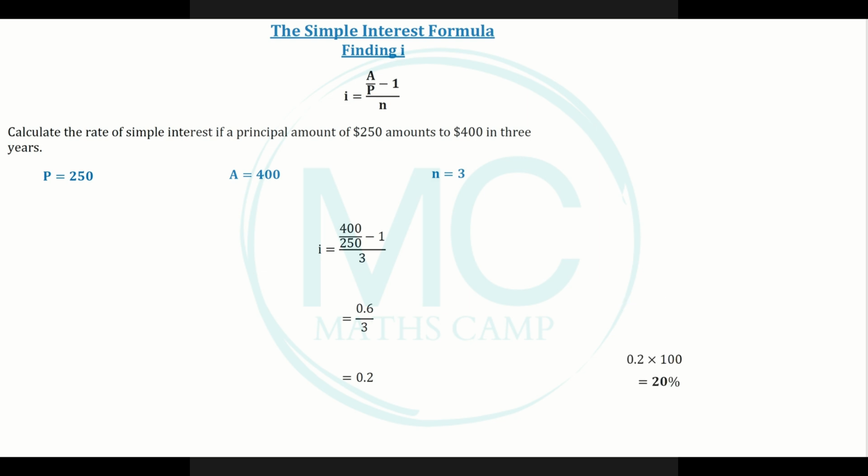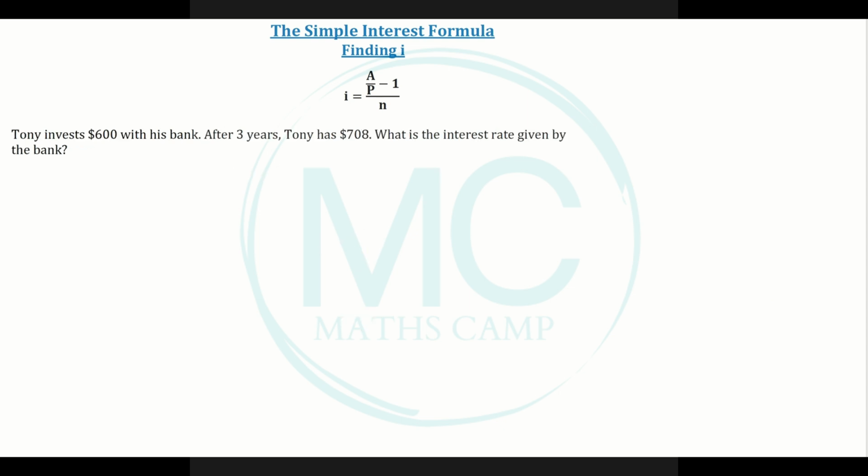Let's do another example. Tony invests $600 with his bank. After 3 years, Tony has $708. What is the interest rate given by the bank? And again, we need to solve for I. So let's find our A, P, and N values. Tony invests $600. This is the principal amount, so we can say P is equal to 600. He invests for 3 years. This is our duration, so N is equal to 3.